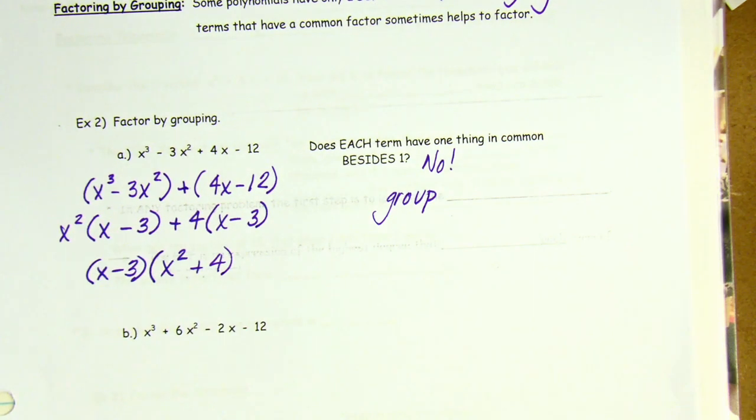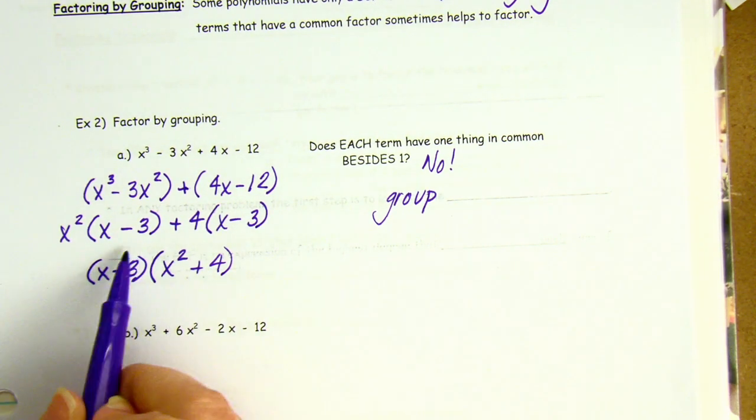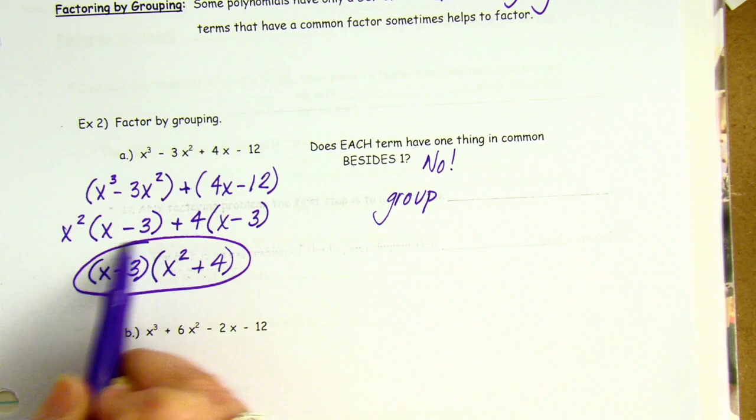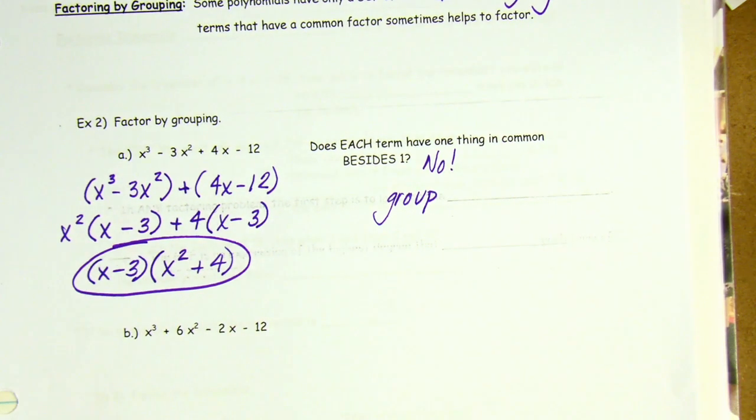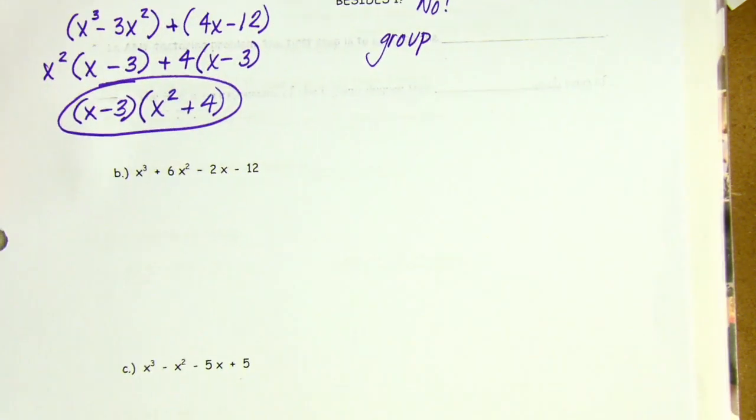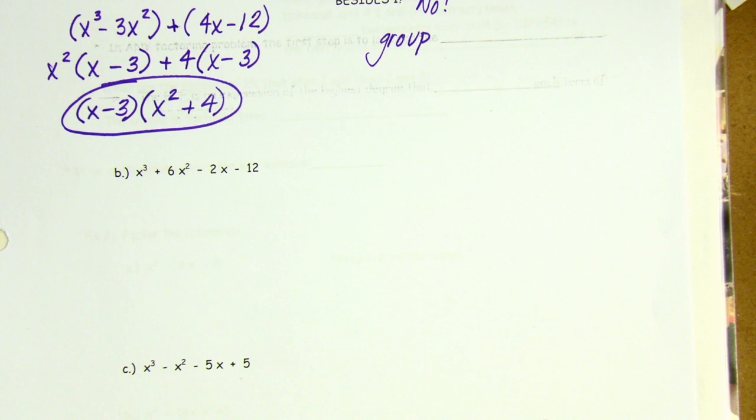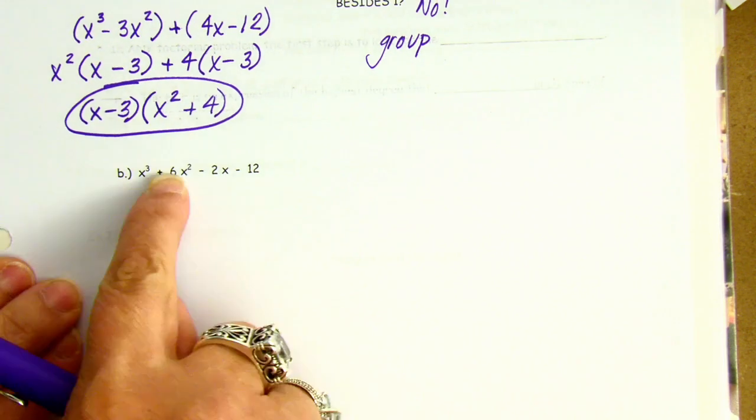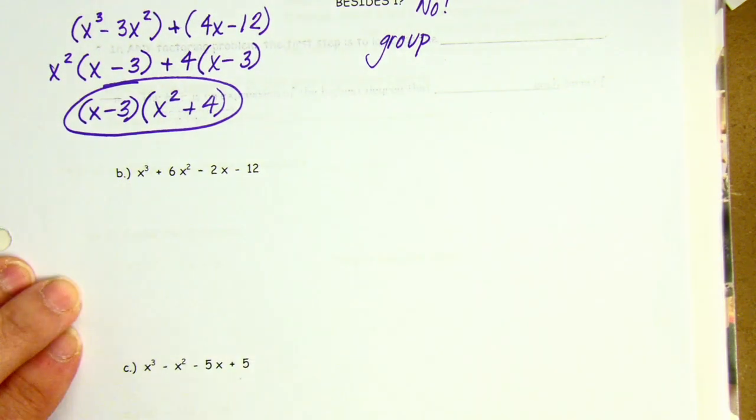Now I have a product of 2 or more binomials, trinomials, polynomials. I am finished factoring. On to the next problem. It's very much the same. I've got 4 terms. Factor 4 or more, we're going to group. The first 2 do have something in common. Okay? Group.